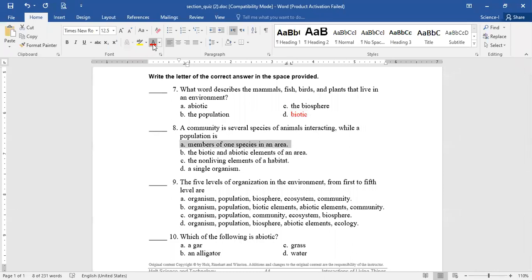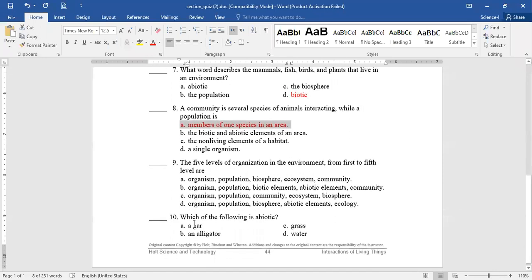Good. The five levels of organization in the environment, from the first to the fifth level, are. So who can answer this question? Janaguda? Guys, you're raising your hand and then escaping. Okay, Hana Yasser? C. C, good.